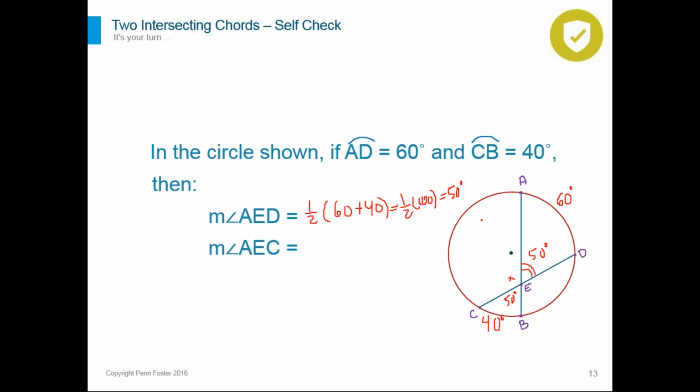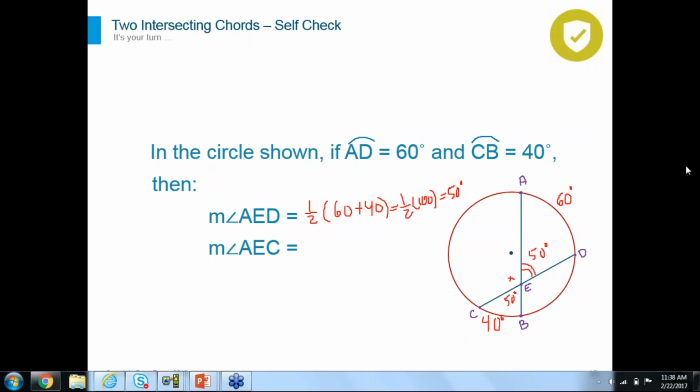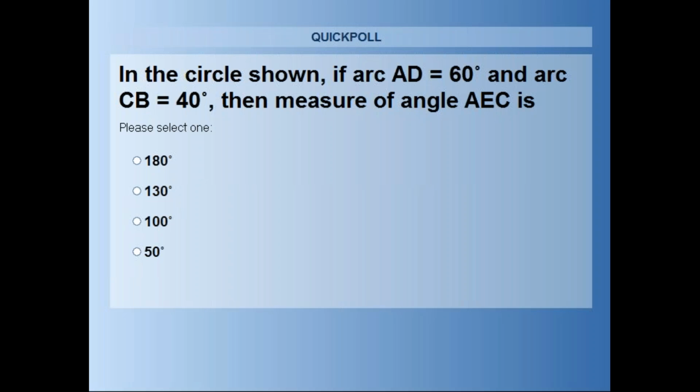So you need to consider every option that you can use to find the answer. I'm going to put the question up and try to think about how you're going to get the angle measure AEC.